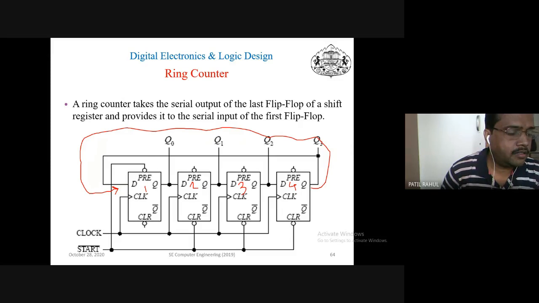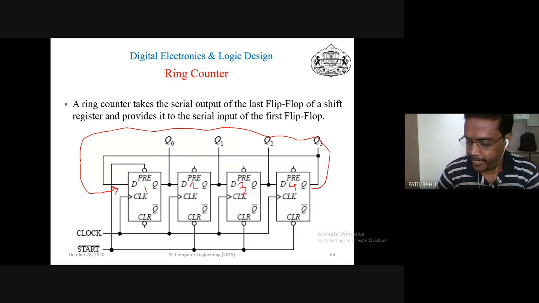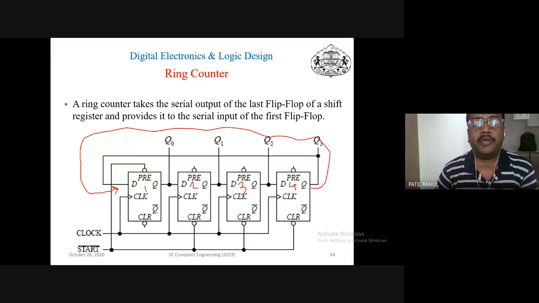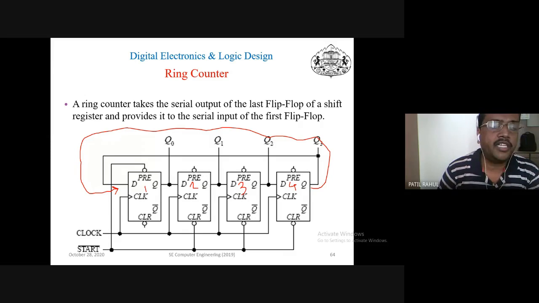Okay, very good. So here I already told that when preset input is applied to any flip flop, then the output of that particular flip flop should be one. And if the clear input is applied, then the output of that particular flip flop should be zero. So if you consider the first flip flop, your output is 1. Here the output of this flip flop is 1.